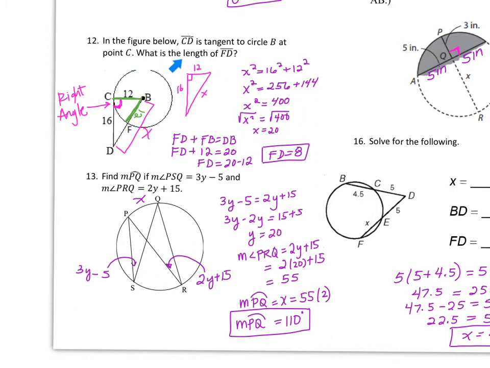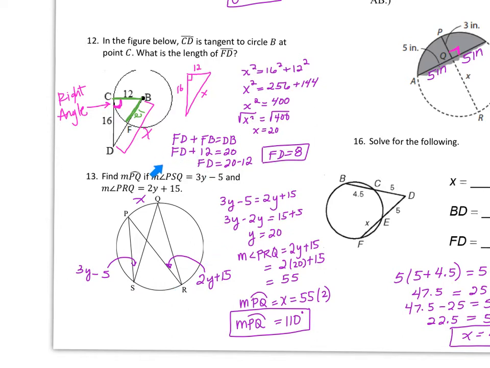The problem is asking me for the length of FD. That means I need to find only this piece, which was not given to me. But now I know x. X is 20. And I knew this was 12. So if I'm looking for FD, FD plus FB equals DB. FD I don't know. FB is 12. DB is 20. If I subtract 12, FD is 8.